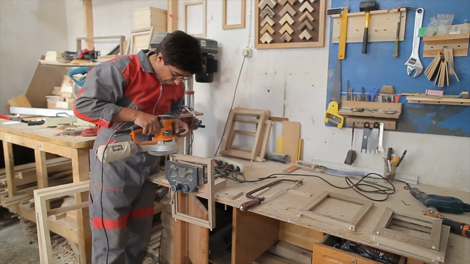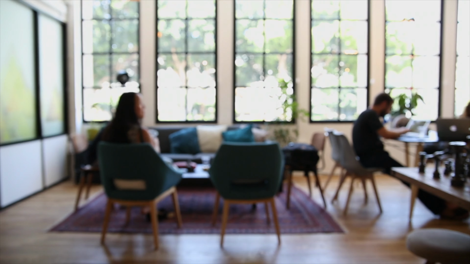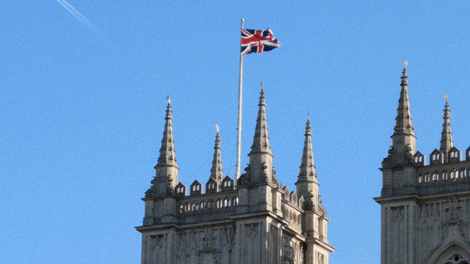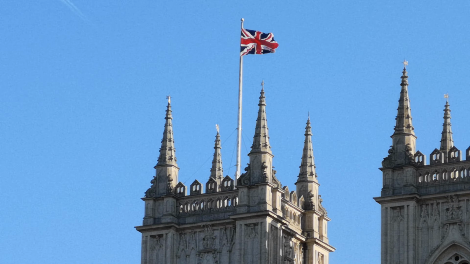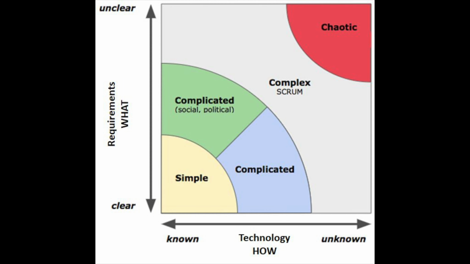The Stacey Matrix is a tool for helping organizations understand and manage complexity. It was developed by Ralph Stacey, a professor of management at the University of Hertfordshire in the UK. Today, a modified version is used to explain in which situations Agile makes sense.